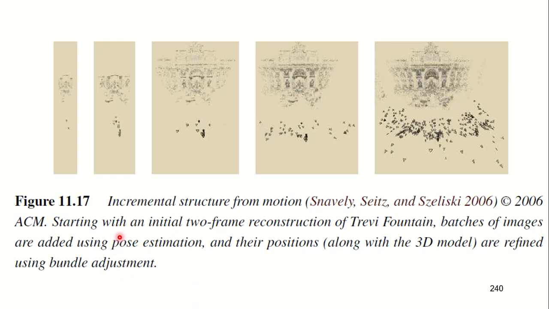This diagram shows the incremental structure from motion, a technique which is used in bundle adjustment. Here we start with an initial two-frame reconstruction, then batches of images are added using pose estimation and their positions are refined using bundle adjustment. Initially you can see you have less clarity in the picture. When bundle adjustment has been made and you find the exact reconstruction, you have a better picture than the initial one.